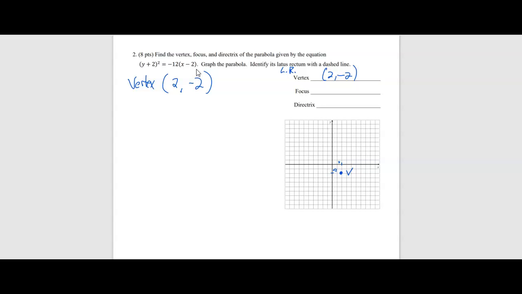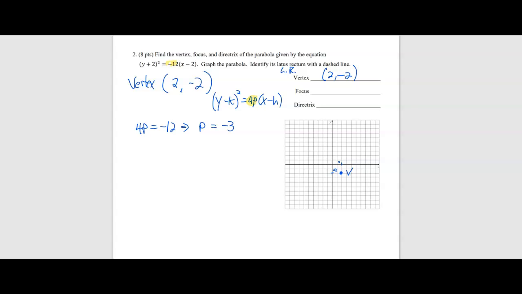Next up, the standard form of the conic section like this is y minus k quantity squared equals 4p times x minus h. So 4p, in this case we have -12. So we have 4p equals -12. This is enough information for us to solve for p. By dividing by 4, -12 divided by 4 is -3.